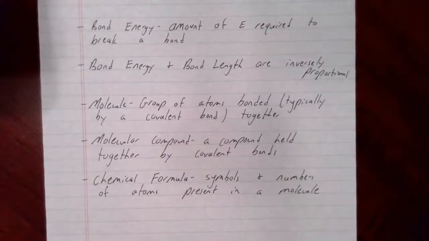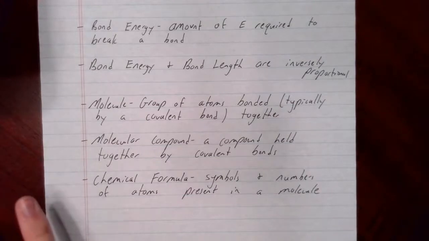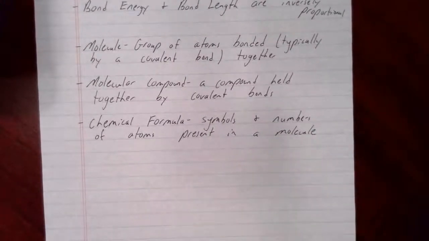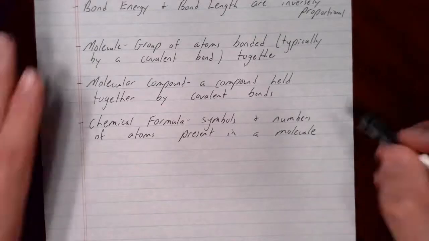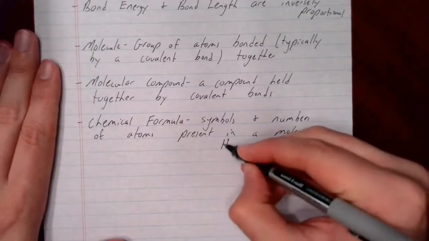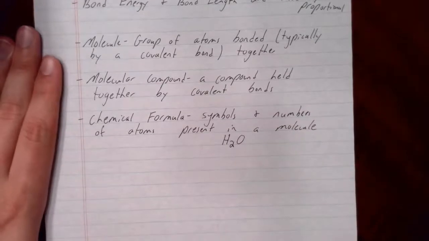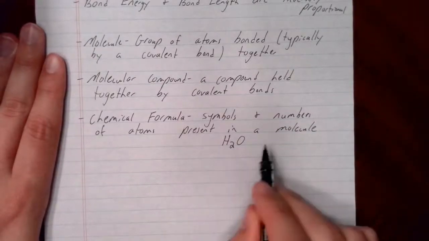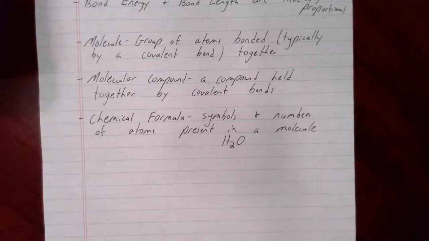A molecule is a group of atoms bonded together, so typically we refer to a molecule as a covalent molecule, so something held together by covalent bonds. A more specific way to say that is a molecular compound. So a molecular compound is a compound held together only by covalent bonds. So that's what we'll discuss drawing in the coming days. And then a chemical formula is just the symbols and numbers of atoms present in a molecule. So something like H2O. For water, H2O is the chemical formula. It has hydrogen and oxygen present. There are 2 hydrogens and 1 oxygen.